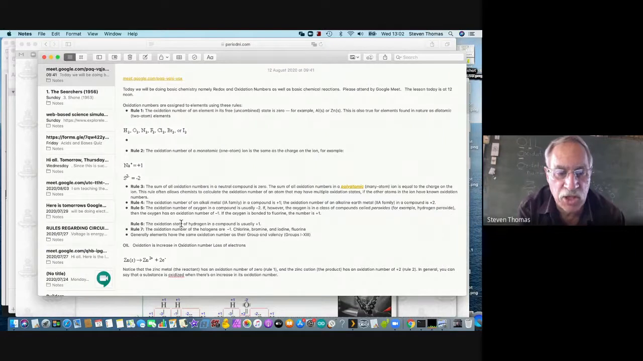Rule 6, the oxidation state of hydrogen is +1. Rule number 7, the oxidation state of the halogens is -1. It's easier to see this on the periodic table. Let me go there.